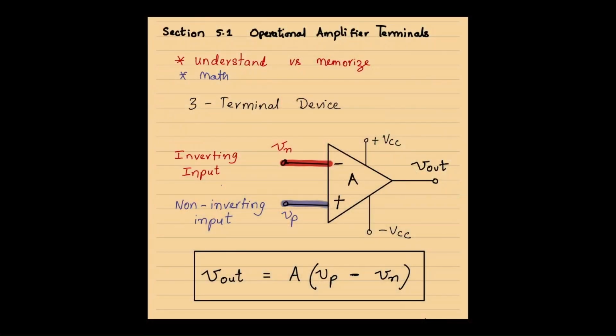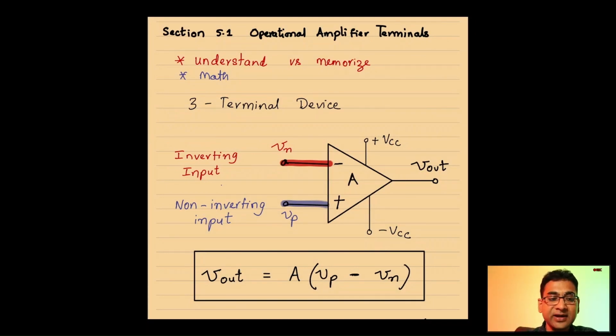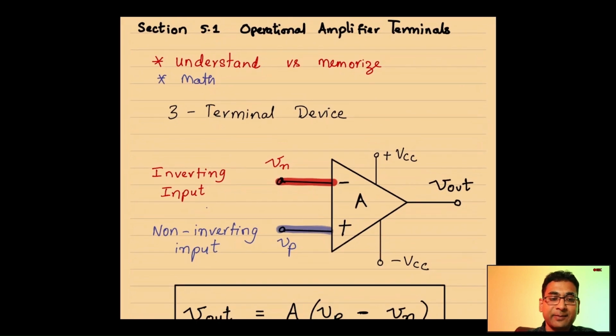Now, in the previous section, section 5.1, we looked at op-amp terminals, right? In the next section, section 5.2, we are going to take a closer look at the op-amp terminals and then develop this a little bit more. Now, this is what we did in the last section. We saw operational amplifier terminals.